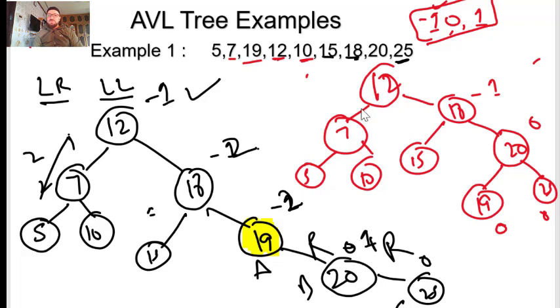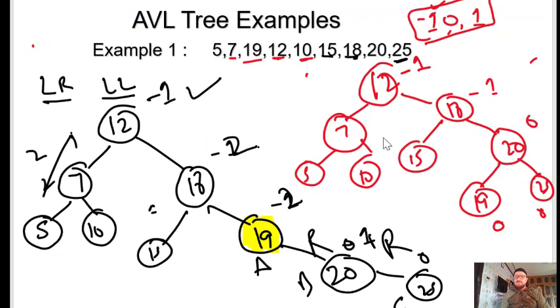For 12, this is 2, and on this side is 3, that is negative 1, 2 minus 3. For 15 it is 0. For 7 the balance factor is 1 minus 1, 0. For this it is 0. For 10 it is 0. So it's perfectly balanced and we are done with it. This is our final tree, a height balanced AVL tree. Now let's go to the next example.